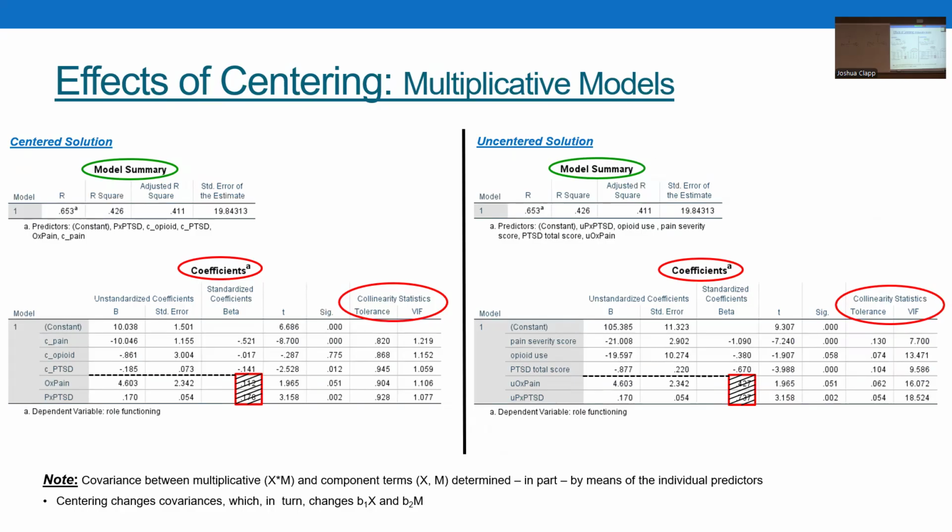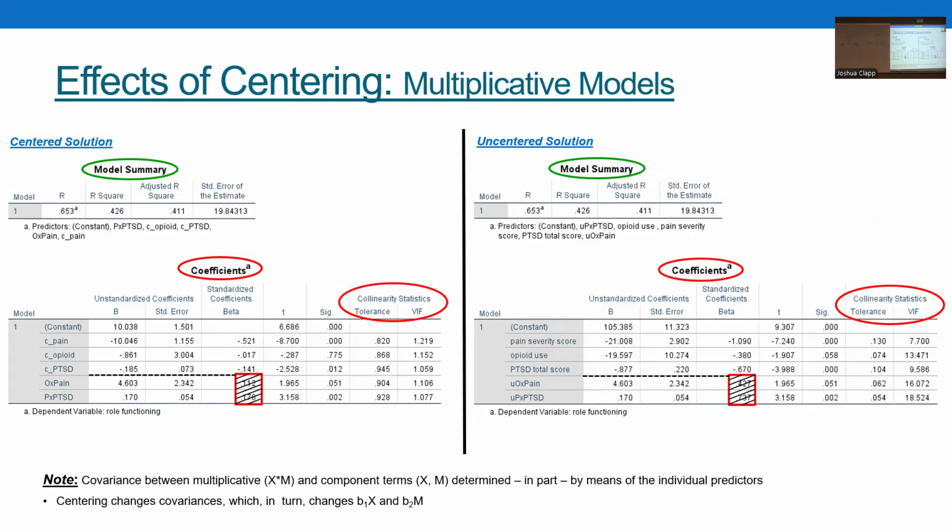Here in my uncentered solution, my constant represents the expected value of my outcome when pain and PTSD are held constant at 0, meaning an actual value of 0, and for people who are not using opiates. Over in my centered solution, though, my constant corresponds to the expected value of functioning when pain and PTSD are held constant at the mean, controlling for opiate use.